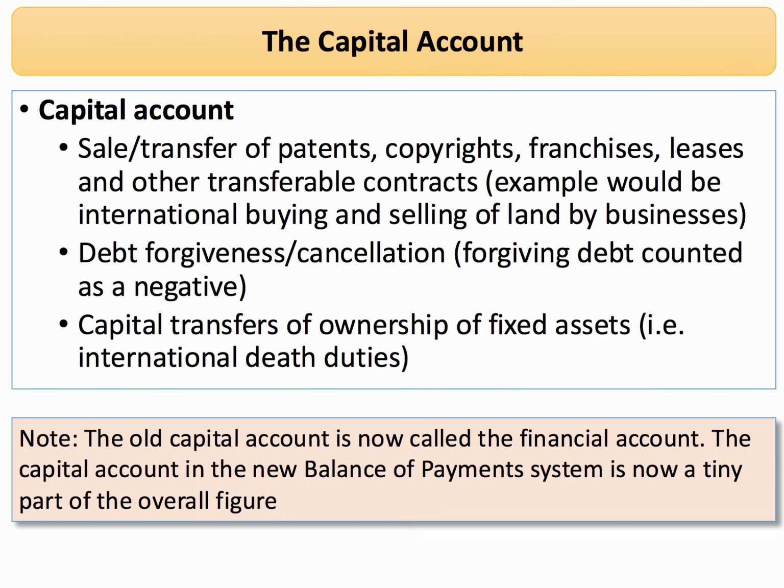But it includes things like the sale and transfer of patents. A British firm, for example, might buy a patent off an overseas company. That would be an outflow in the capital account. The selling of franchises and leases and other kinds of transferable contracts. And debt forgiveness, debt cancellation is on the capital account. So if we forgive some of the debts that other countries owe us, that will count as a negative on the capital account. Don't worry too much about the capital account. I don't want you to get worked up too much about that.